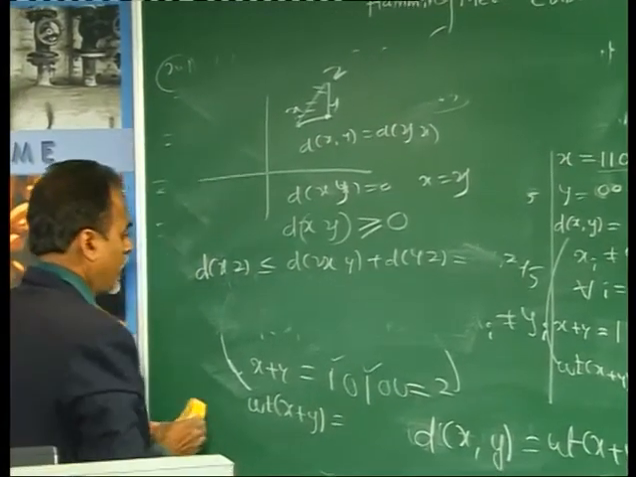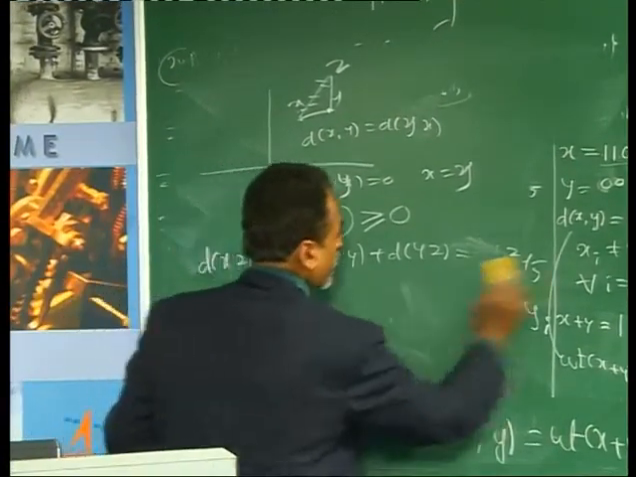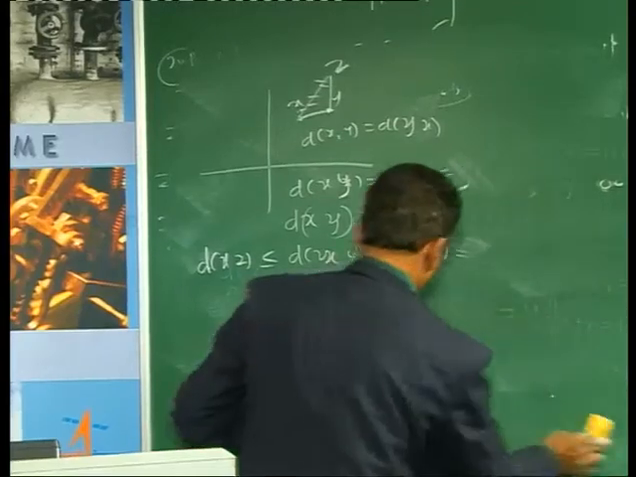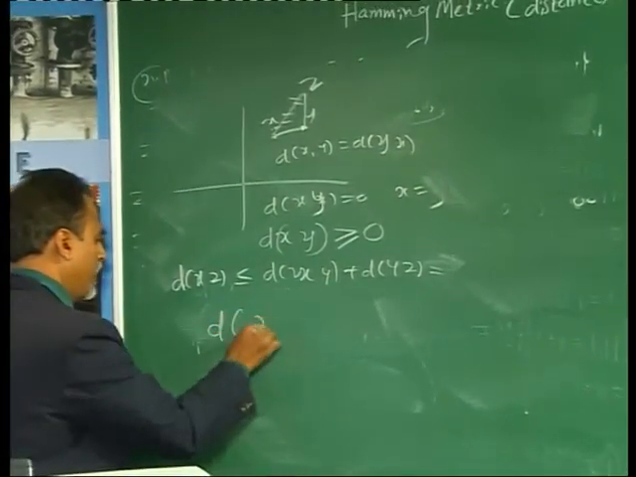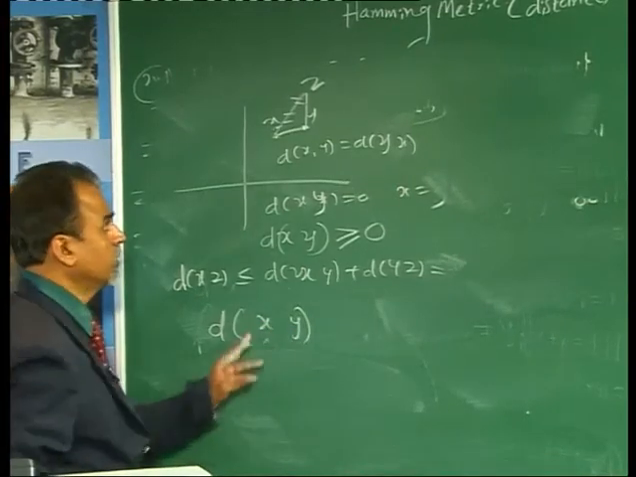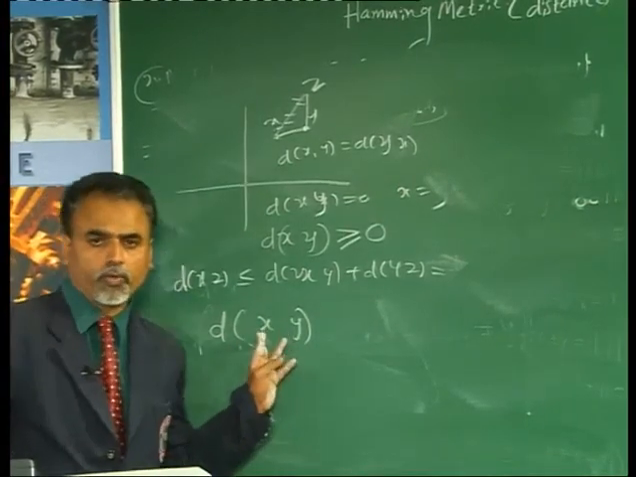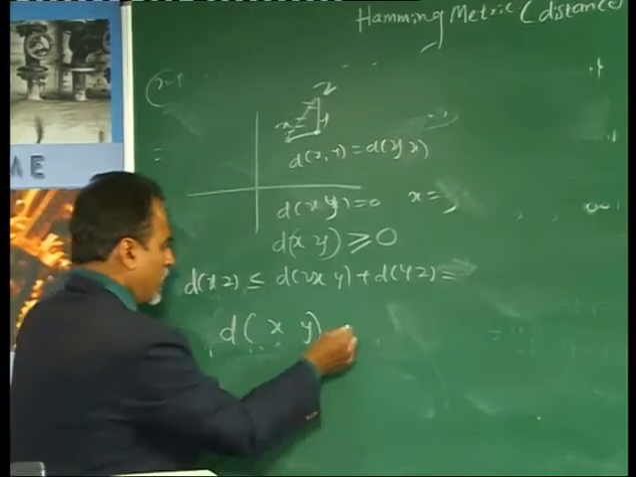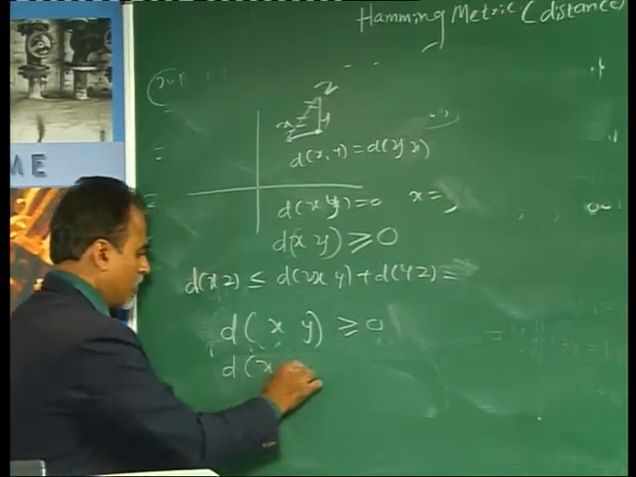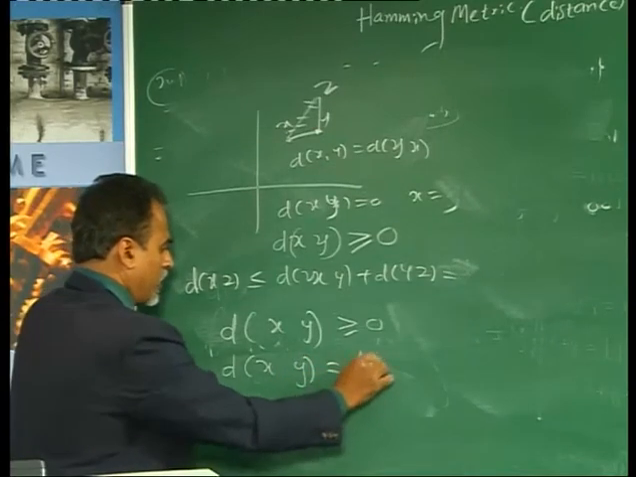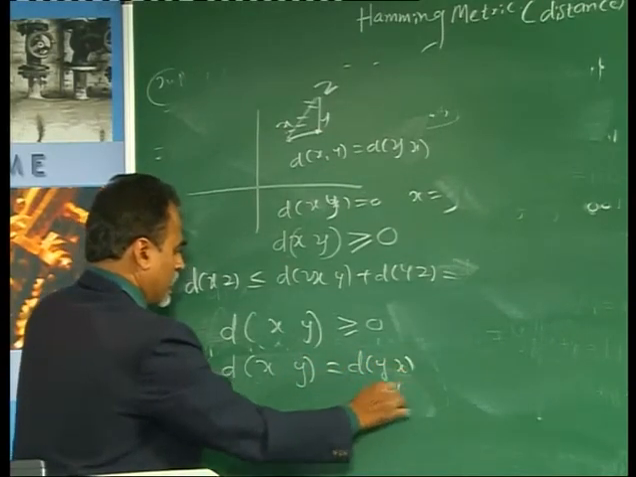So let us see that this distance, whatever we define, is known as Hamming distance, or it is known as a metric also. This distance is also greater than or equal to 0. This distance is also the same if you take d of x y and d of y x.